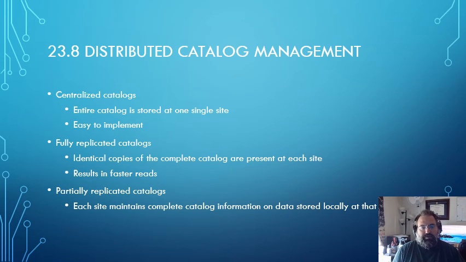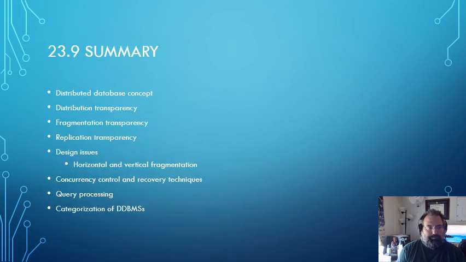23.8 is around distributed catalog management. Sometimes you have centralized catalogs. That's where the entire catalog is stored at a single site. This is the easiest to implement. You have fully replicated catalogs. That's where identical copies of the complete catalog are present at each site. It's faster reads, but you're trading off keeping those things in sync and keeping multiple copies of the same thing. And then you have partially replicated catalogs where each site maintains a complete catalog of information on what is locally stored at that site.